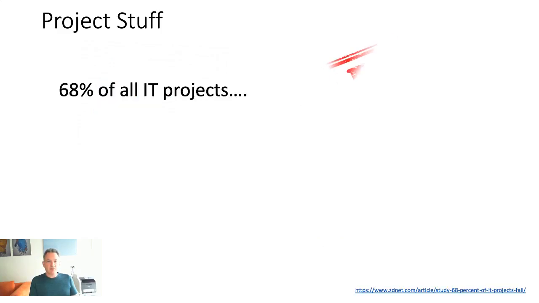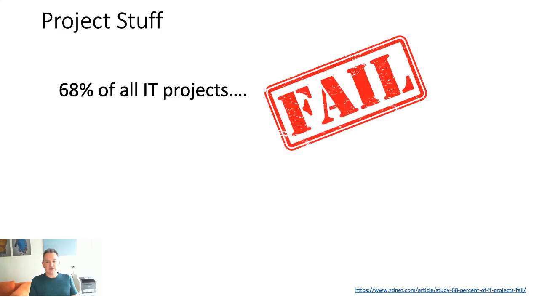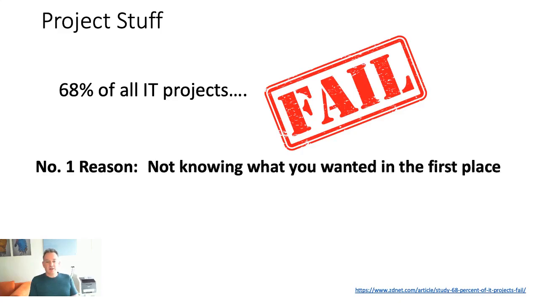Now, one thing to bear in mind with projects is, and this is not something you really want to hear your IT guy telling you, but 68% of all IT projects fail. And the number one reason for that is not knowing what you wanted in the first place. Now, we're being very clear on that. That's why we've got Julian Foster involved as the business analyst for this. So Julian is working out exactly what we want, and we'll have most of that kind of nailed down before we start writing any code.